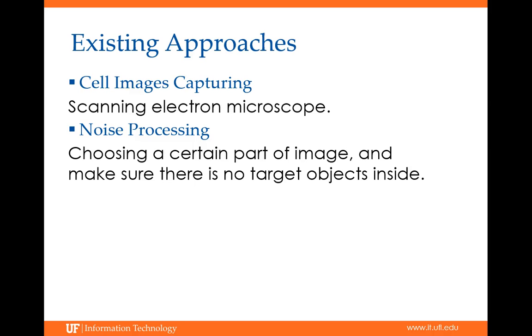And then noise processing. Noise processing is very important in this image. I can use two kinds of methods to deal with the problem. One method is image cropping. What is image cropping? It is a quite basic and concise way to find out pixel noise. This method just needs the user to choose a certain part of the image, making sure there are no target objects inside.